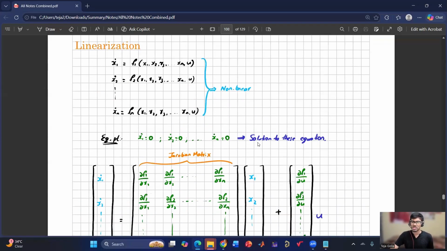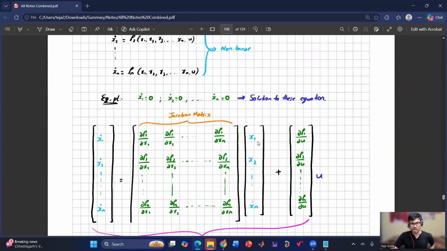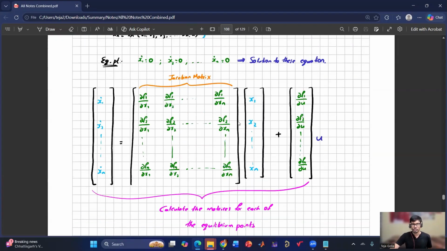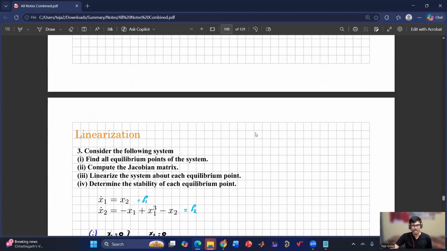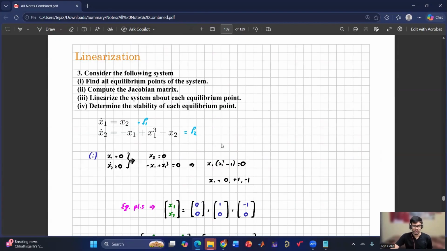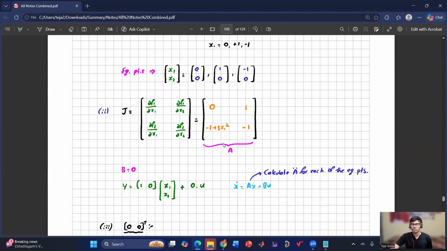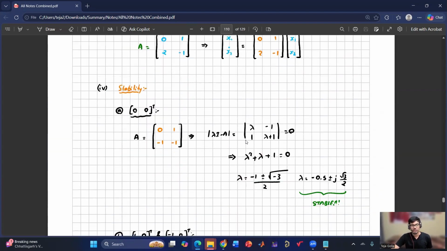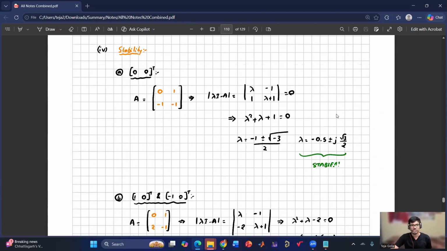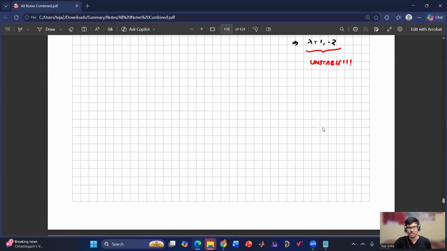And what if the system is not linear? Then you have to linearize it around an operating equilibrium point and get the model around that point. We solved one problem on how to calculate the equilibrium points and the Jacobian matrix. If there are multiple equilibrium points, you linearize around each one, and the stability can be different for each. Here, this equilibrium point is stable, this is unstable. So depending upon the equilibrium point, the stability can change. The system may be stable at some point and unstable at another.